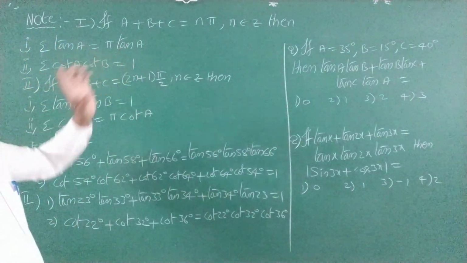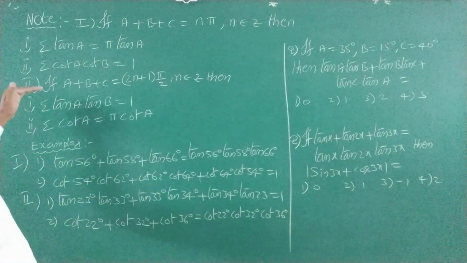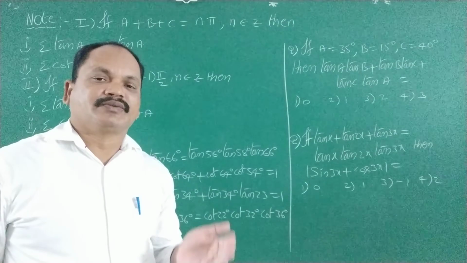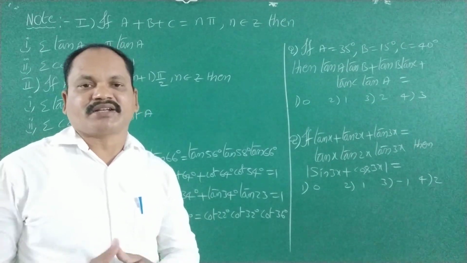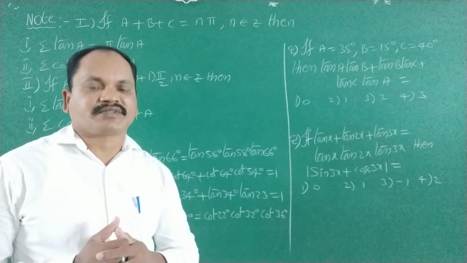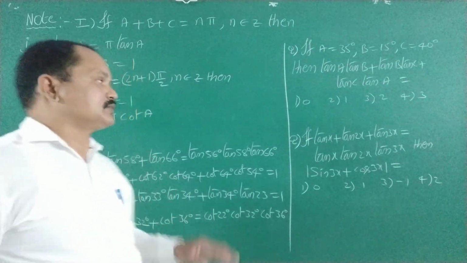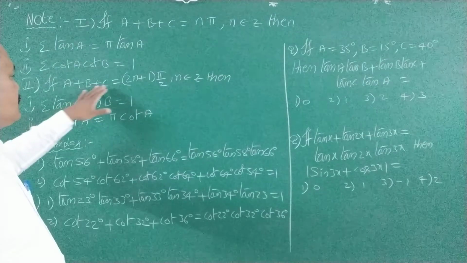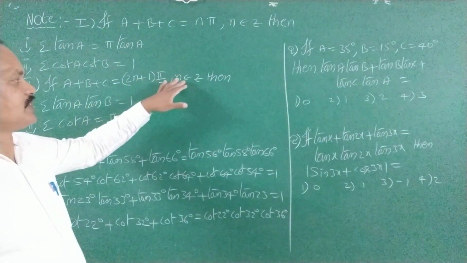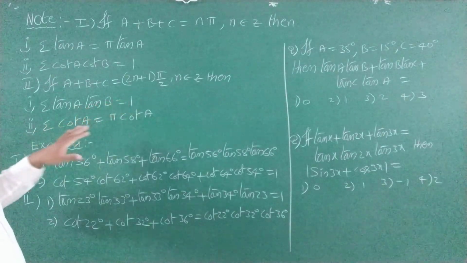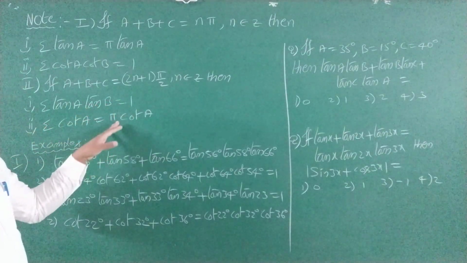Sigma cot a cot b is equal to 1. Now, a plus b plus c is equal to pi by 2, 3 pi by 2, 5 pi by 2, 7 pi by 2, like that. That means odd integral multiples of pi by 2. That means if a plus b plus c is equal to (2n+1) pi by 2, where n belongs to Z, then sigma tan a tan b is 1, sigma cot a is pi cot a.